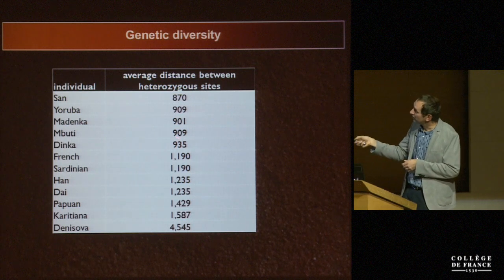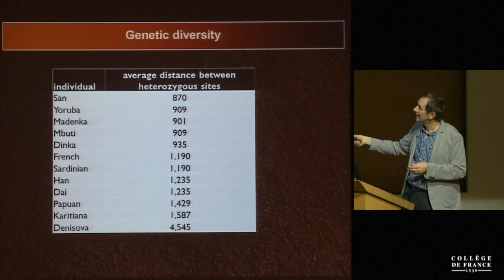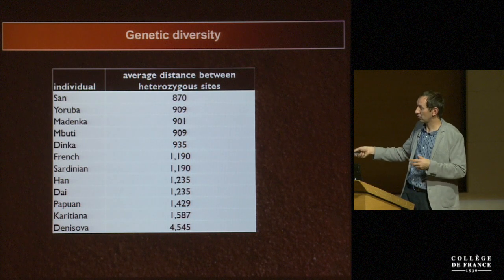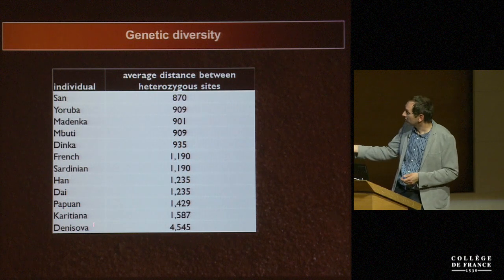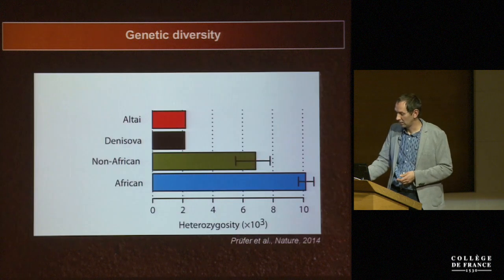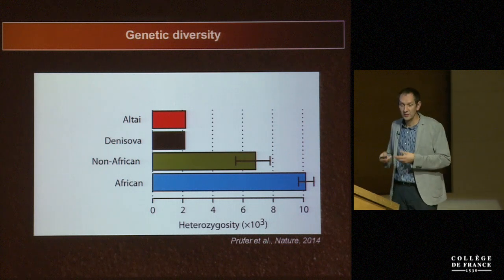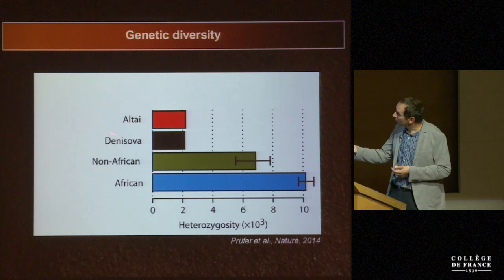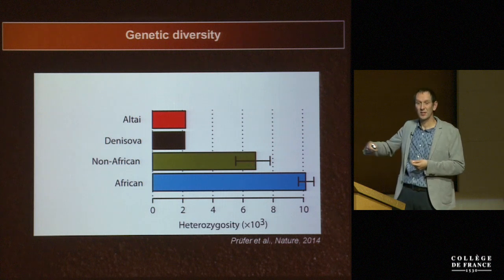If you do this in Africans, you need to walk something like 800-900 base pairs, and then you find a difference. In Europeans you have to walk further, lower genetic diversity, they're less different. And if you go to a Denisovan individual, you have to walk three times as far as with any modern human. So you can also express this in a bar chart here as genetic diversity, and you will see that both in the Neanderthal and the Denisovan genomes, genetic diversity is much, much lower than even in people outside of Africa today.